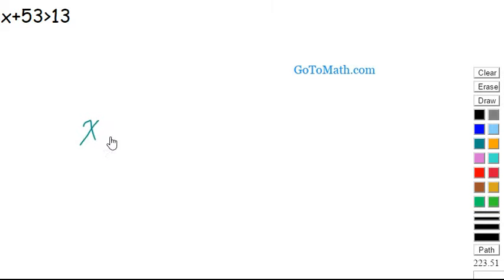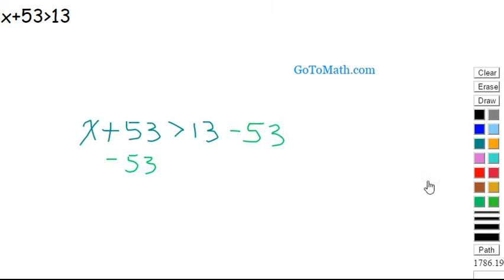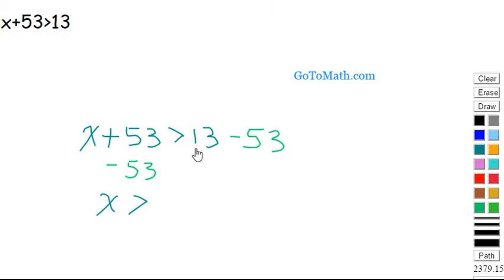Alright, so we have x plus 53, and that is greater than 13. And so we want to solve for x over here, and of course what we're going to be doing is subtracting 53 from both sides. How about we do this? Put the 53 here. Subtract 53 from both sides. And so now we end up with x is greater than 13 minus 53. And let's see.